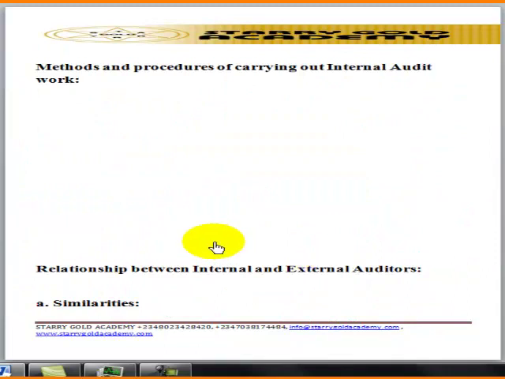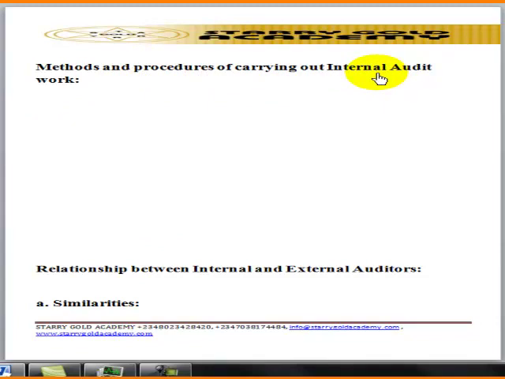We also have the additional one of review of business environment to highlight threats and opportunities. And we can also add provide consultancy advice and training on internal control matters. And the next one, we have ensuring that the organization's policies are fulfilled. And the last one, which is ensuring that the organization's assets are safeguarded. Those are the functions of internal auditor.